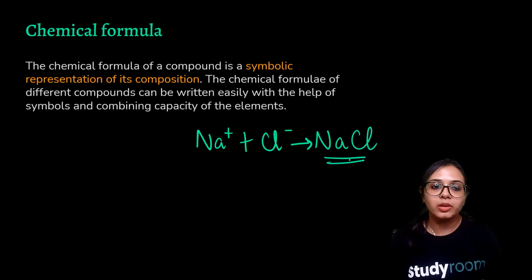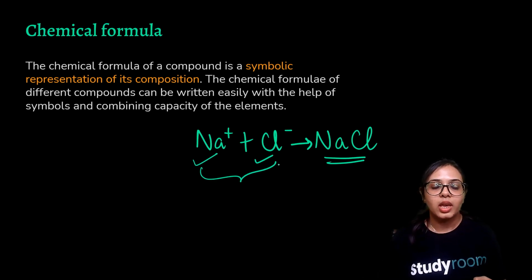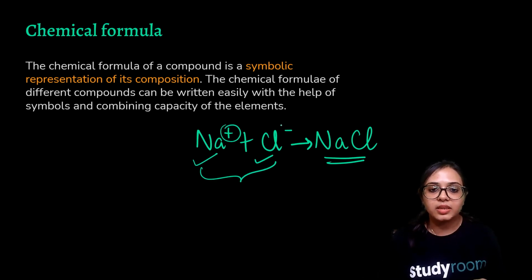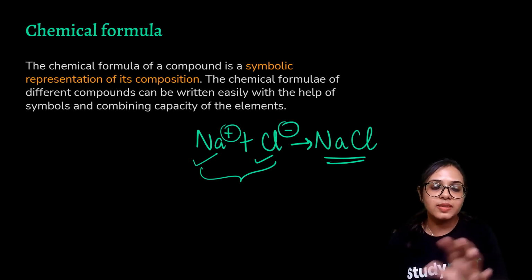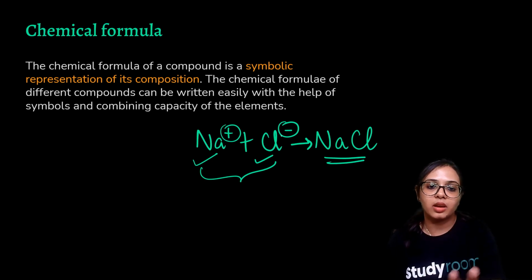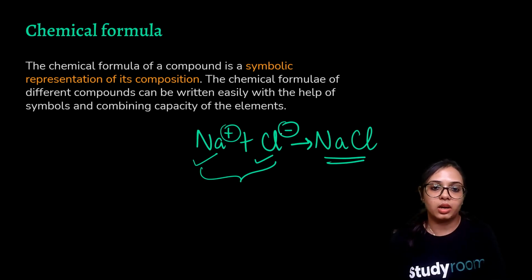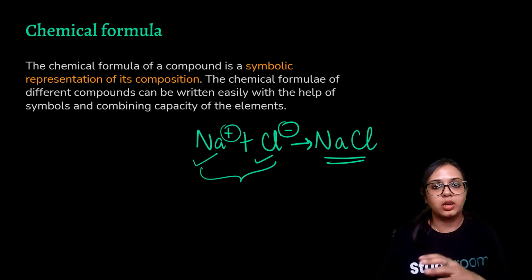Okay, so a chemical formula can be written easily with the help of symbols. We have symbols on this side. And this is the combining capacity. All right, we'll be learning about it in the very next slide. So this combining capacity determines what will happen to what atom. And with the help of symbols we write the symbolic composition.